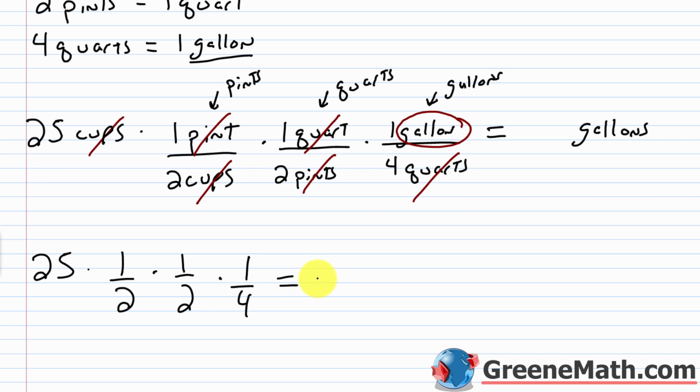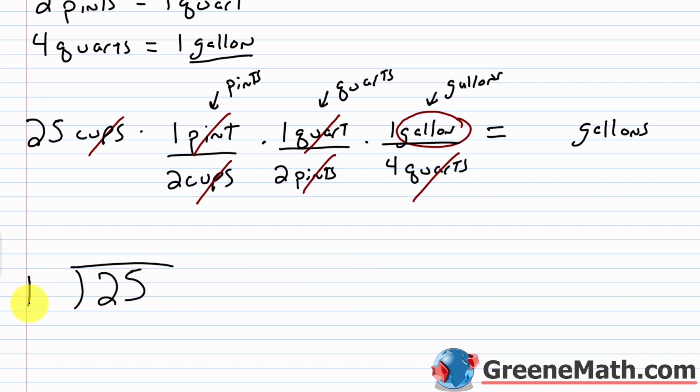What's that equal to? Well, I know that I could just write this over 1. Just think about multiplying the numerators. 25 times 1 times 1 times 1 is just 25. And for the denominators, 1 times 2 times 2 times 4 is the same thing as 4 times 4. That's 16. So we have 25 over 16. That's just a simple long division. So 25 divided by 16.